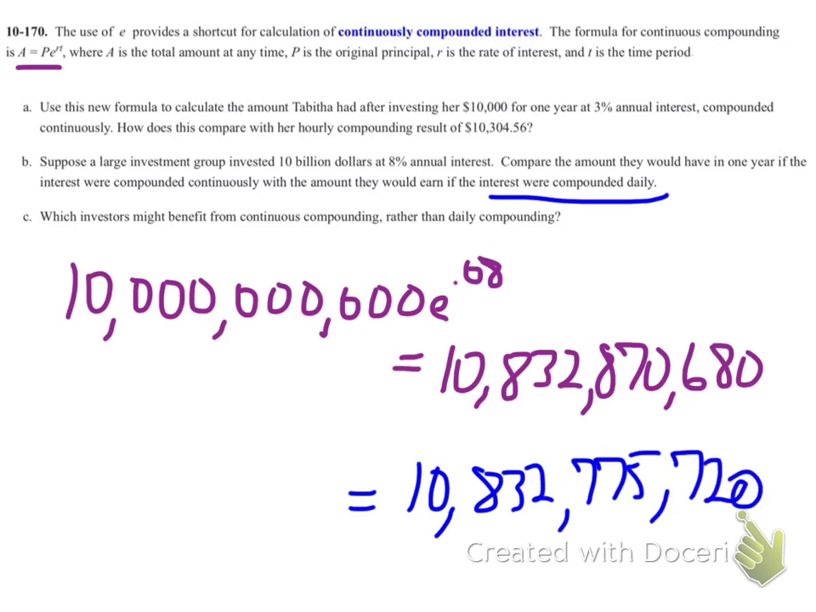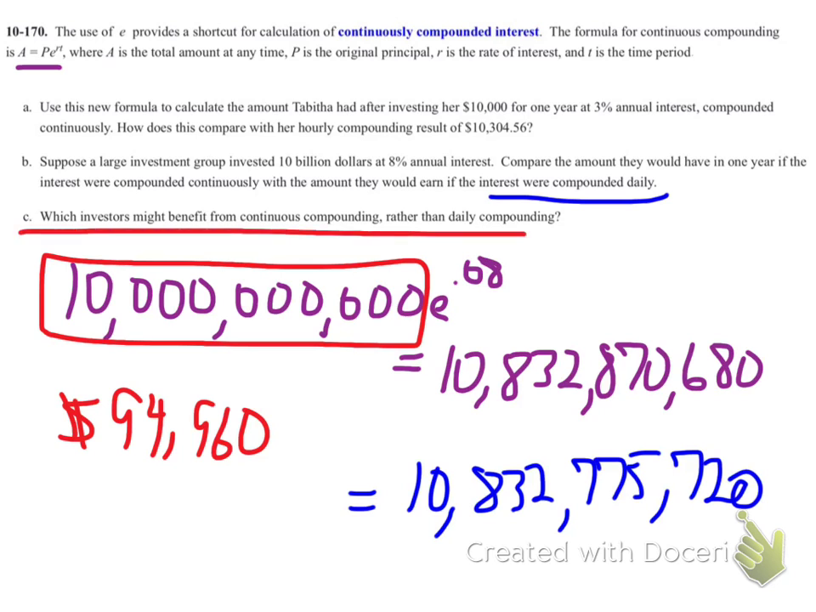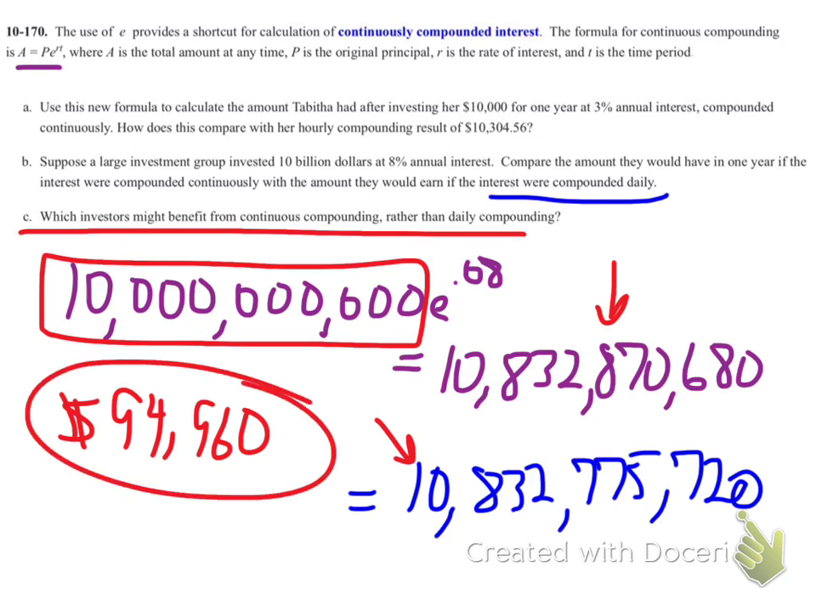That total ends up being 10,832,775,720. Still a substantial amount of money, but when you subtract the two, there's a lot of difference. So the difference between them is actually $94,960 more. So for problem C, if you're investing a huge sum of money, compounding continuously can actually make a substantial difference compared to even hourly, and hourly is compounding quite often. So just under $100,000 difference in 1 year.